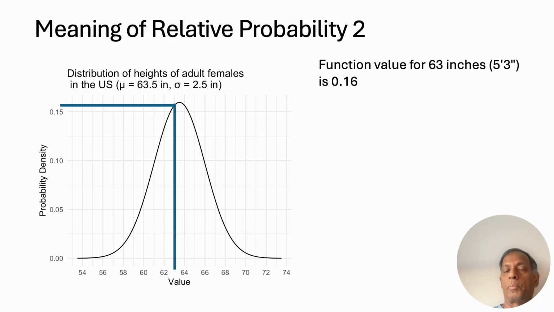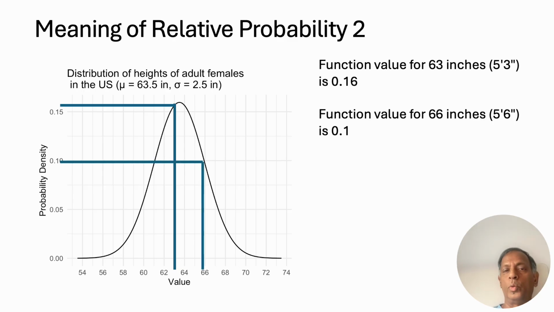The probability that a randomly chosen person's height is 63 inches is 0. Any particular value is 0, right? So here we are only talking about the function value. It's 0.16, and if you take a person whose height is 66, their function value is 0.1. Much lower. So that means the probability that you will see a person whose height is 63 inches is about 60% higher than seeing a person whose height is 5 feet 6 inches. Because this is 0.1, that is 0.16, it's higher by about 60%.